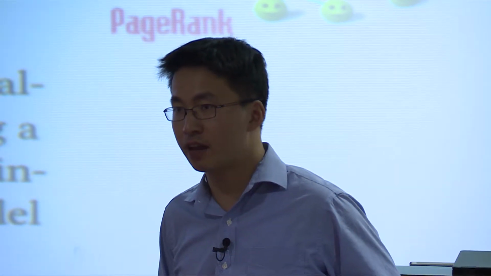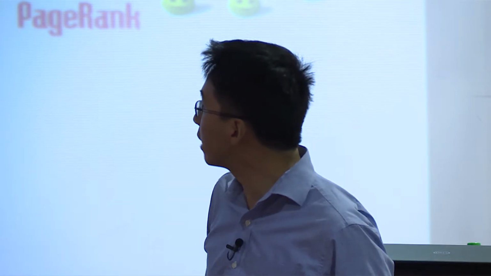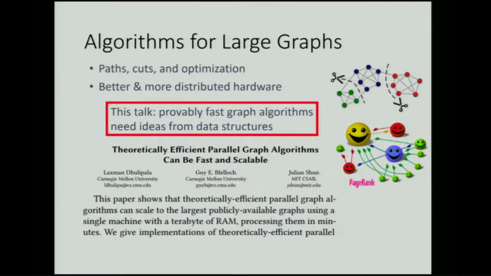This suggests that when we think about graph algorithms, we should at least think in terms of getting very good provable running time bounds. In this talk, I will take this idea a little further: if I want to design provably fast graph algorithms, what I really need are certain ideas and concepts from data structures. I need those ideas to get really efficient graph algorithms.